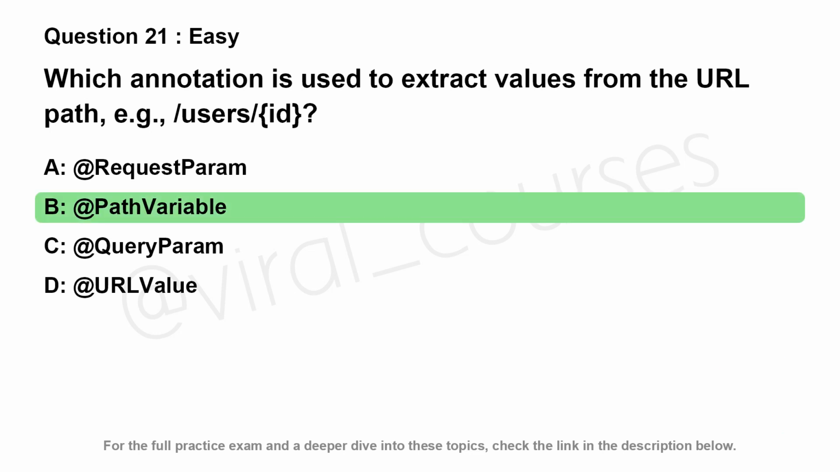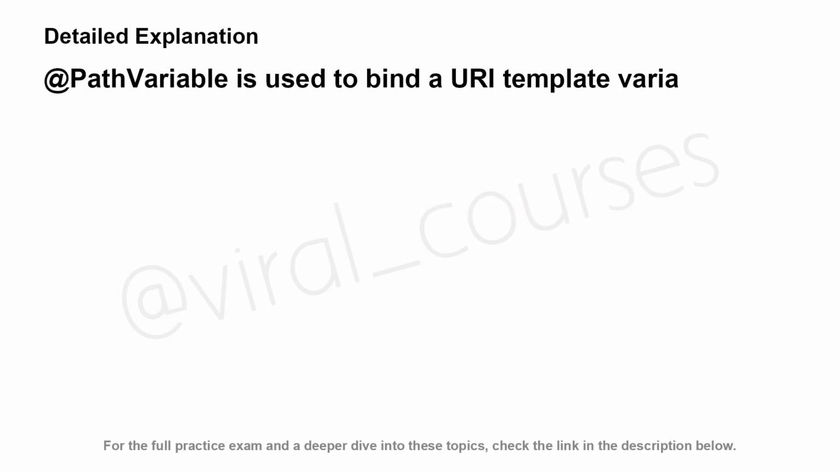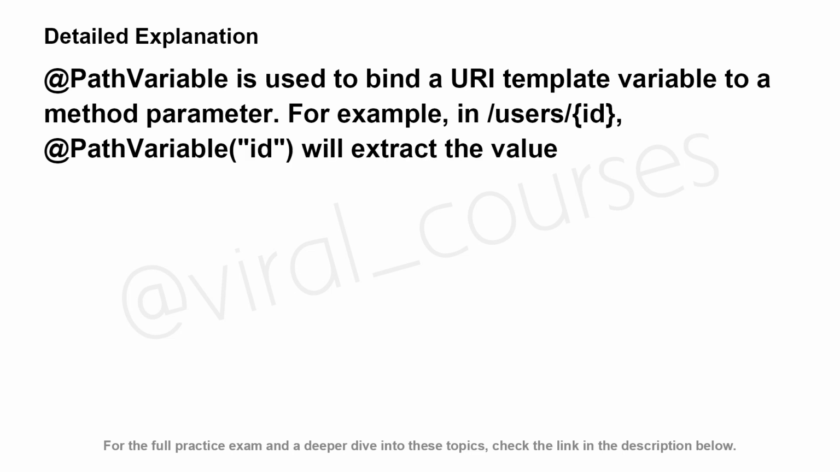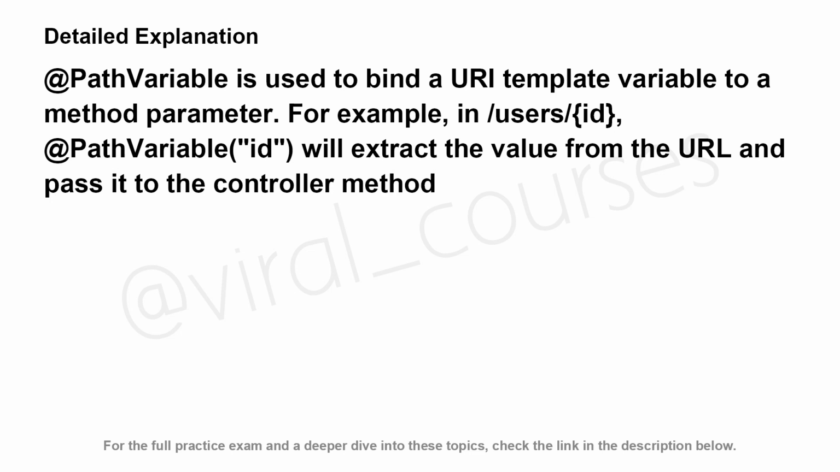The correct answer is B. @PathVariable is used to bind a URI template variable to a method parameter. For example, in /users/{id}, @PathVariable id will extract the value from the URL and pass it to the controller method.